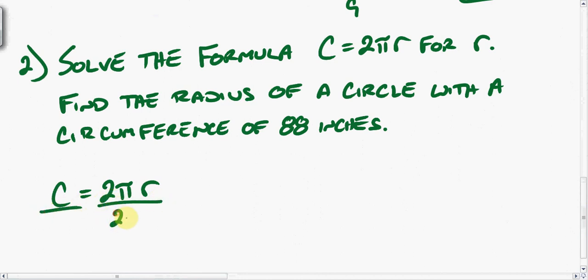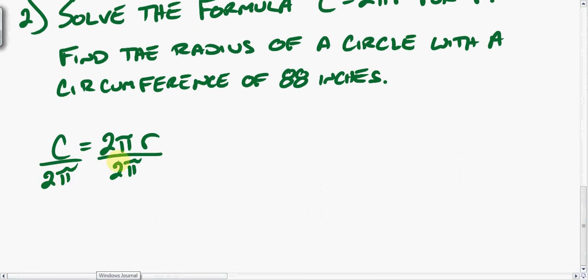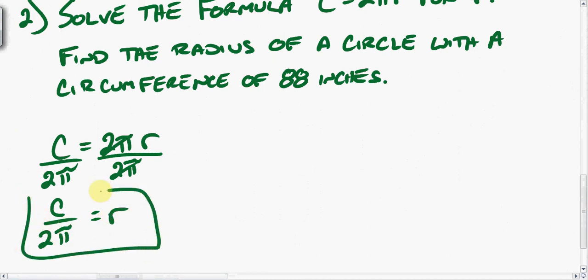So I'm going to detach 2 pi in one step. I'm going to do the opposite operation and just divide both sides by 2 pi. So 2 pi divided by 2 pi is 1, so that cancels. And so we see C divided by 2 pi is equal to r. And just that quickly, we've solved the formula for circumference, and it's now solved for r, or for the radius. And that allows us to easily solve the next part of the problem. It says find the radius of a circle with a circumference of 88 inches.